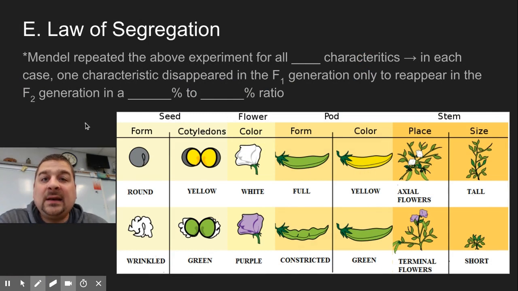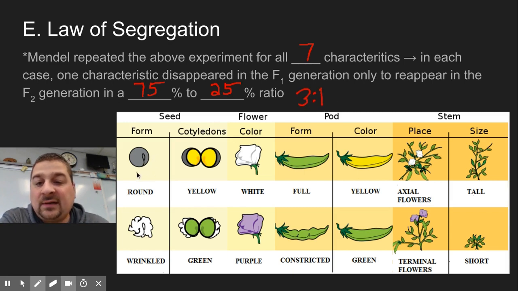So Mendel began experimenting with the other traits. He actually went through all 7 characteristics that we had mentioned earlier in the previous video, the reason he was using pea plants for these crosses. And in each case, one of the characteristics disappeared in the F1 generation and then reappeared in the second generation, and it was always approximately a 75% to 25% ratio, or a 3-to-1 ratio.